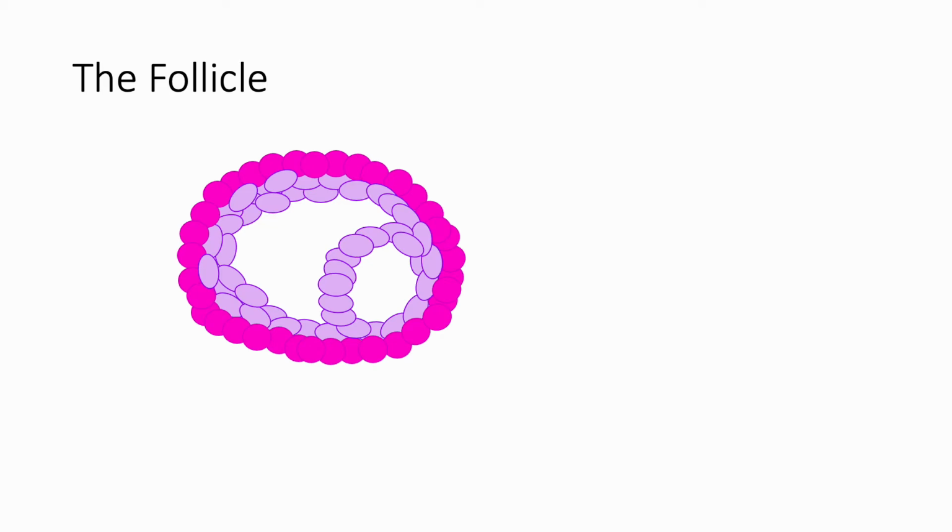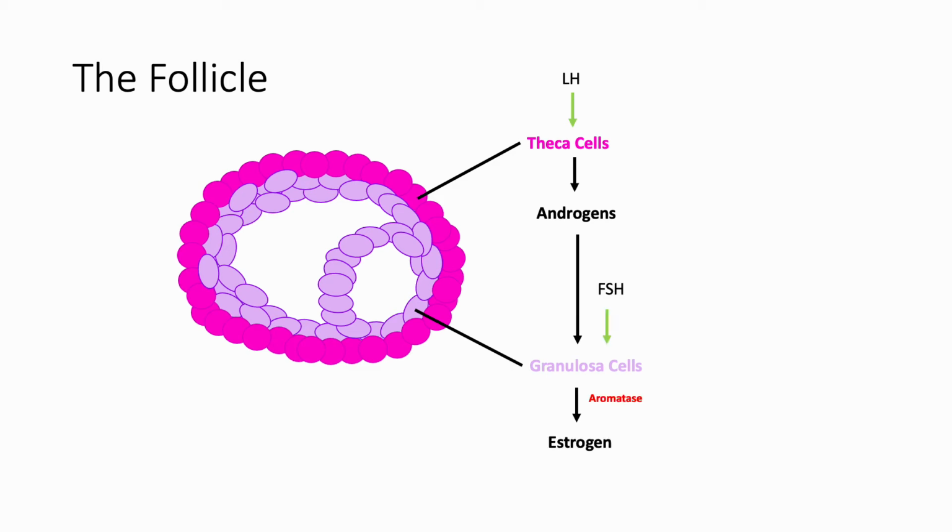So to start talking about PCOS, I figured we had to start with the follicle. So the follicle has two different types of cells, the theca cells and the granulosa cells. The theca cells produce androgens, and they're stimulated by LH, and these androgens are then shunted over to granulosa cells, which contain the enzyme aromatase, and those produce estrogen via stimulation from FSH.